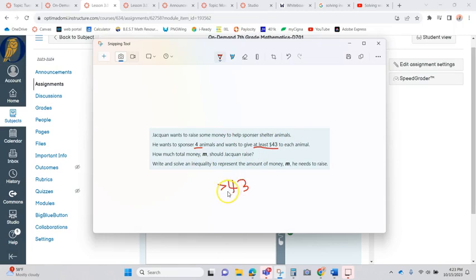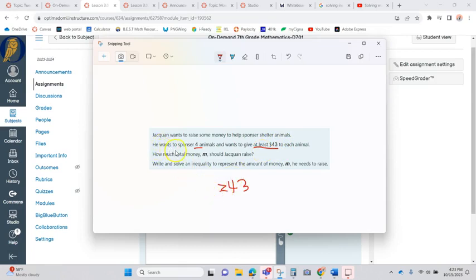And let's see if it is or equal to. I think it is, because the other ones were or equal to. But also, if Jaquan only got $43 for each animal, that would be okay. He wants at least $43. And $43 is at least $43.